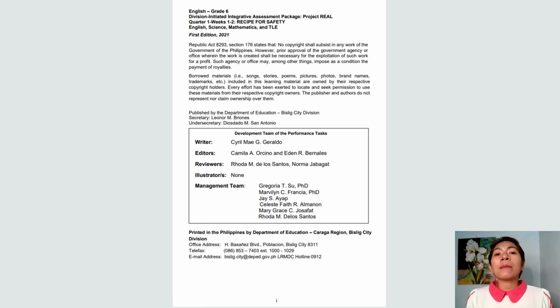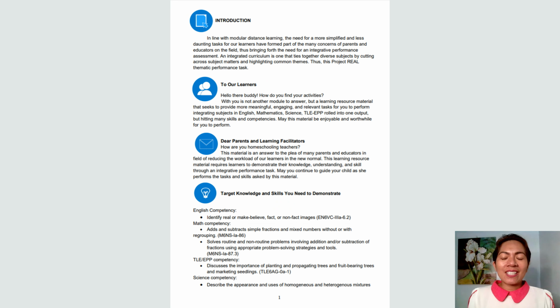This is really a mandatory page that we have to include because this is really suggested by our LR team. Of course, not only in Business Division, but the entire region and the entire country. This is an important page. So the first three pages are called preliminary pages. So it's up to you to choose if you are just going to print the first two pages or the whole thing. It's all right.